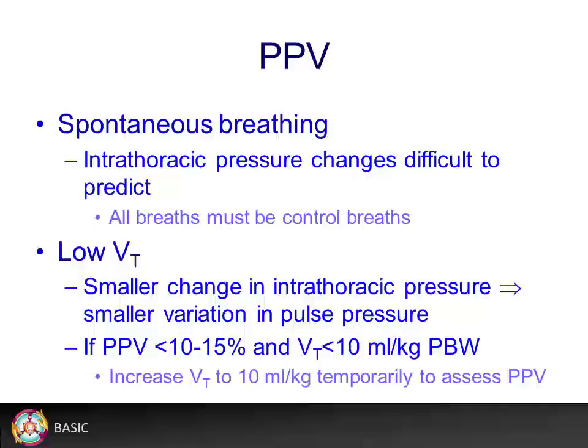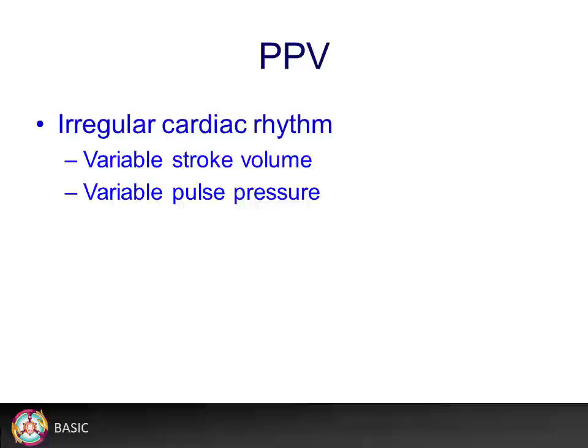If the patient has pulse pressure variation of less than 10 to 15% and a tidal volume of less than 10 mL per kilo predicted body weight, transiently increase the tidal volume to 10 mL per kilo to assess the pulse pressure variation. Pulse pressure variation also cannot be accurately assessed in patients with an irregular cardiac rhythm, as the variable stroke volume resulting from the irregular rhythm will result in a variable pulse pressure.